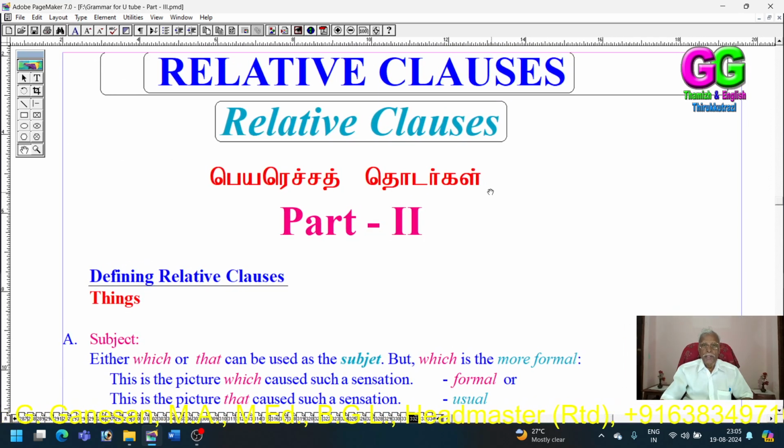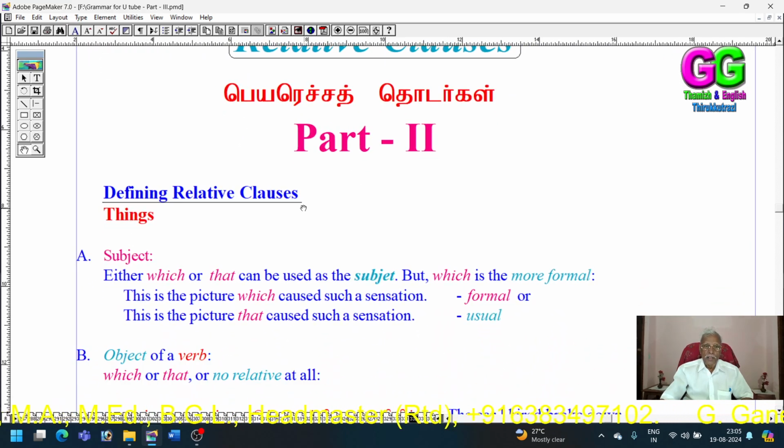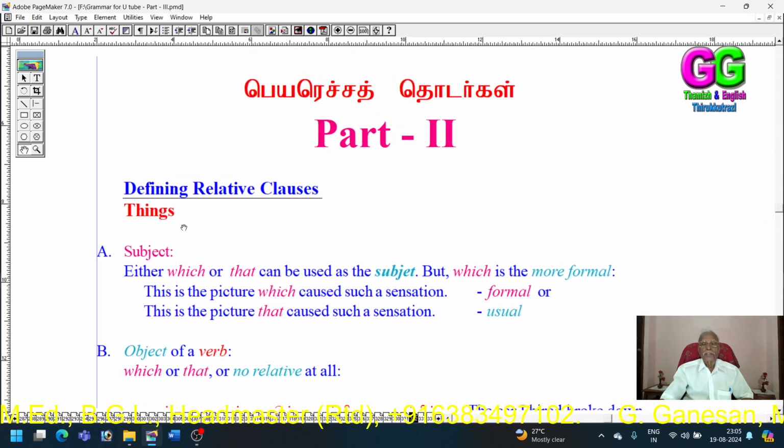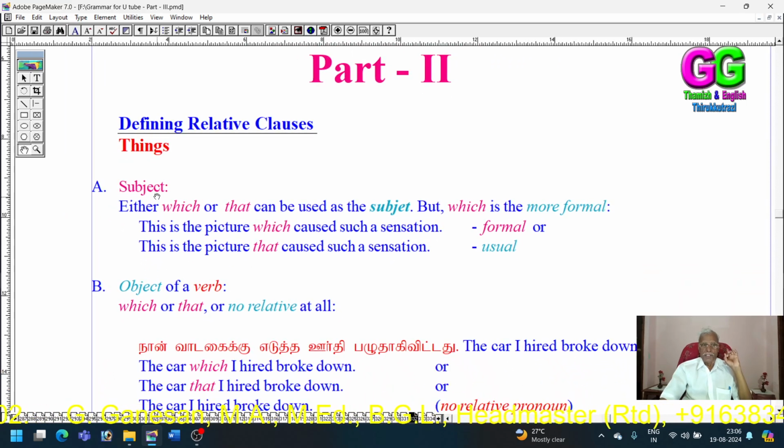Relative clauses, part 2, defining relative clauses, things. That is, the uses of relative pronouns used to refer to things. First, let us see the subject.